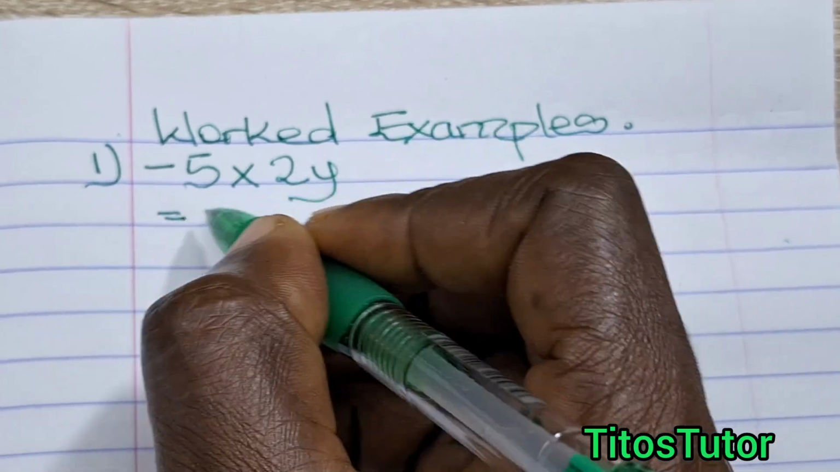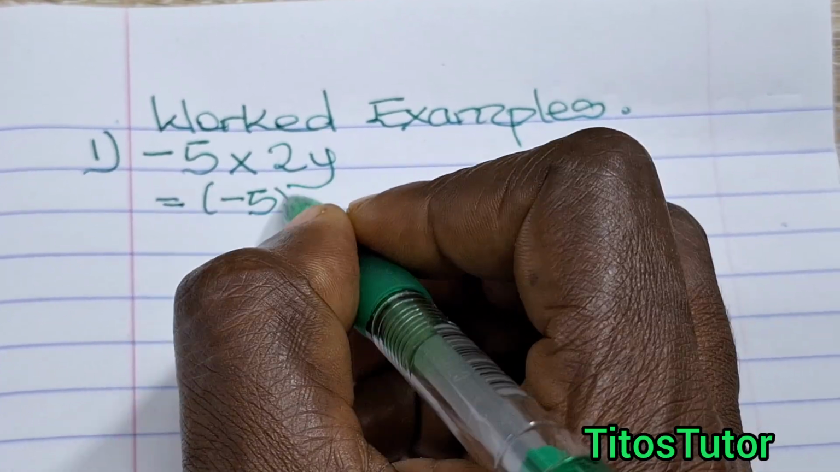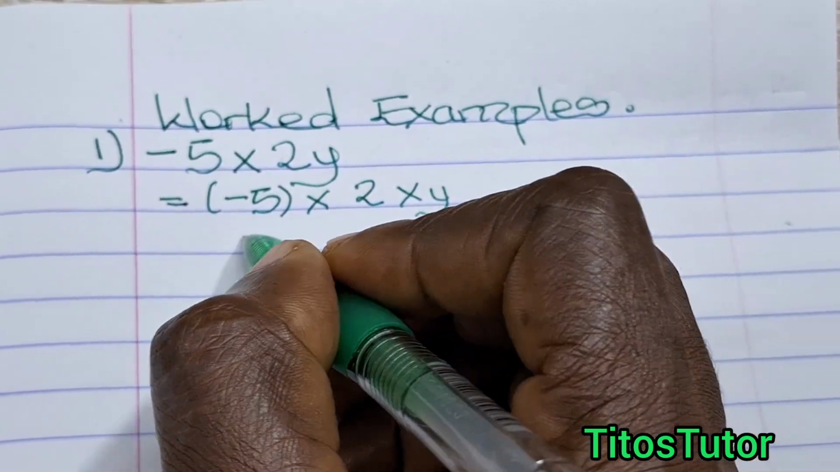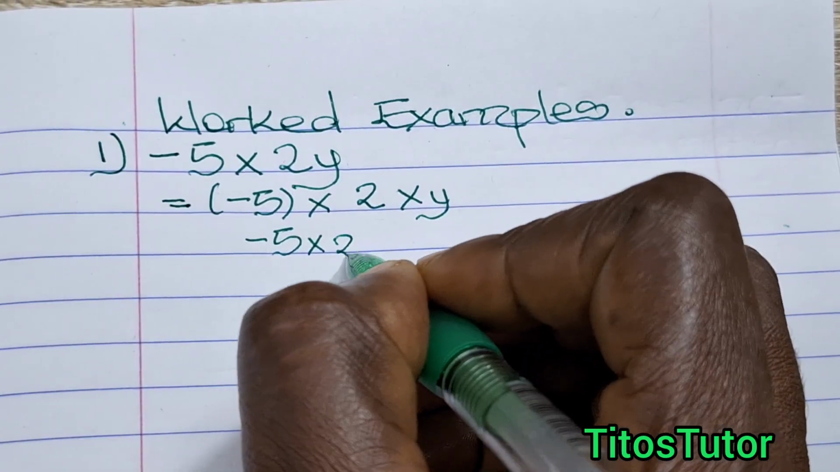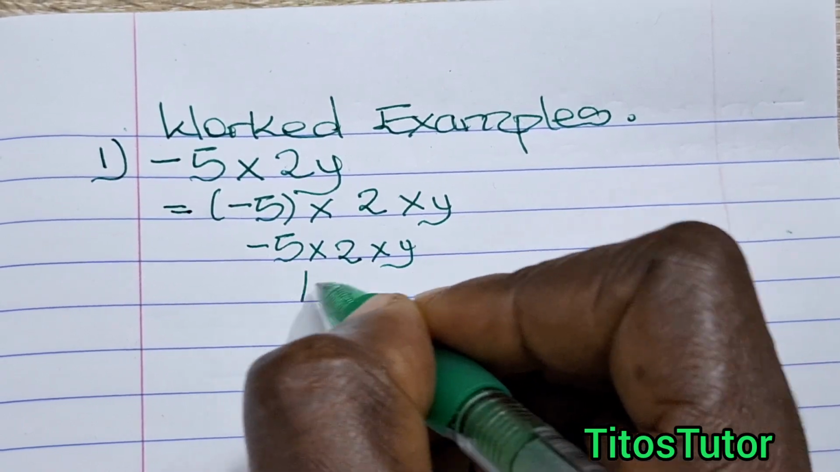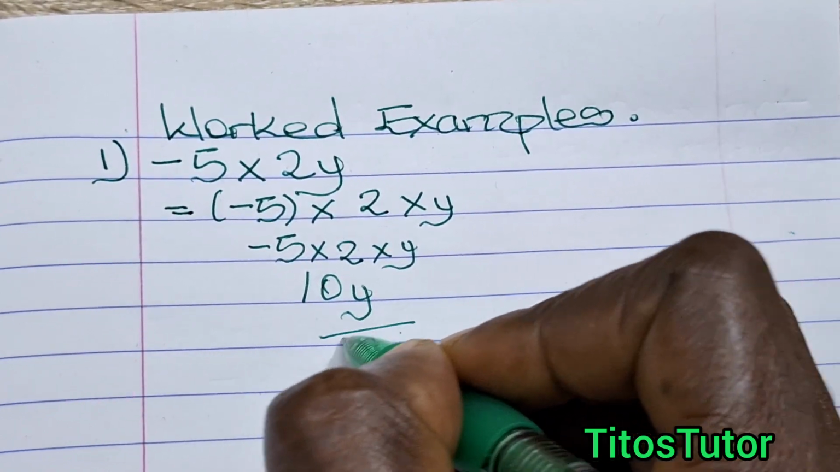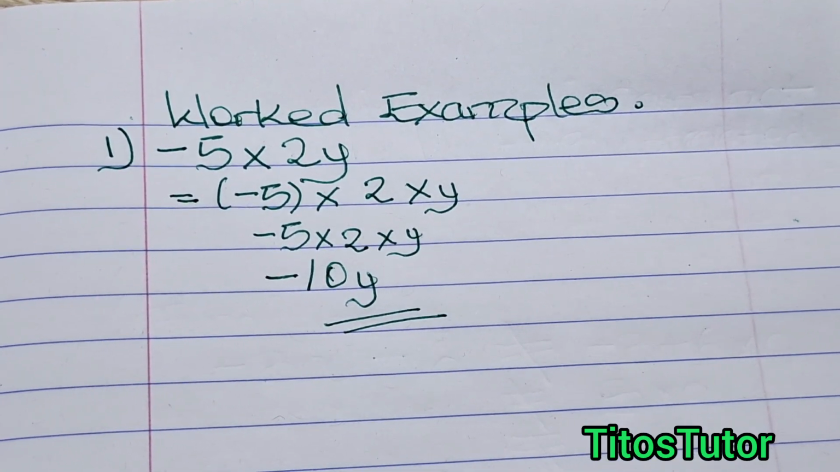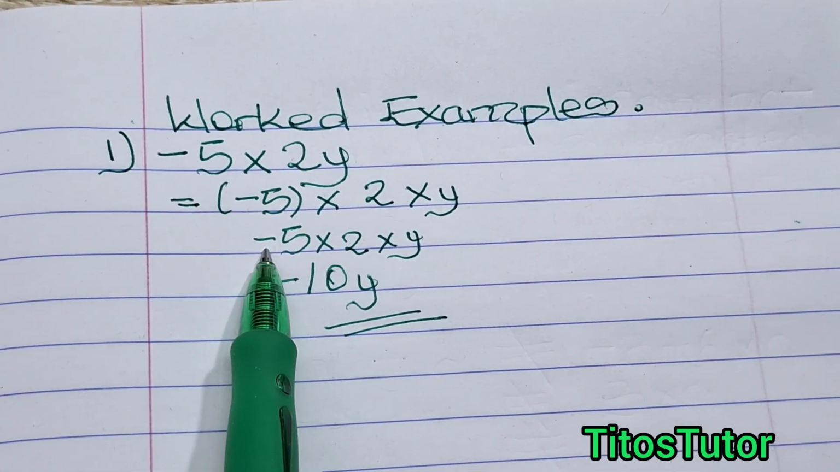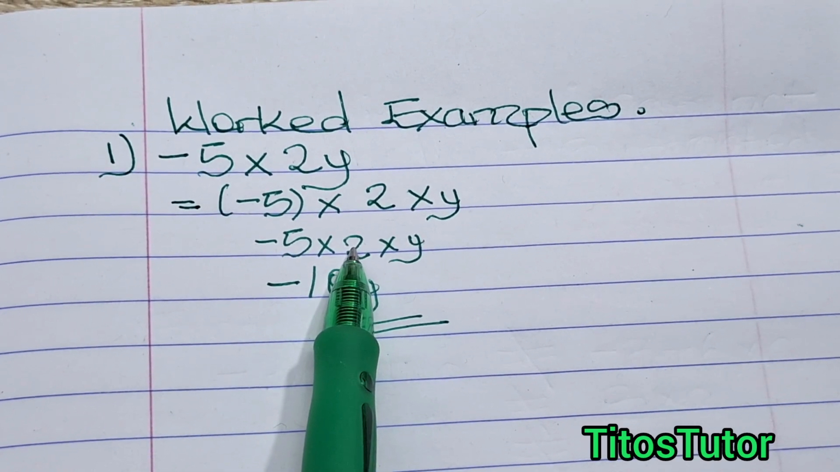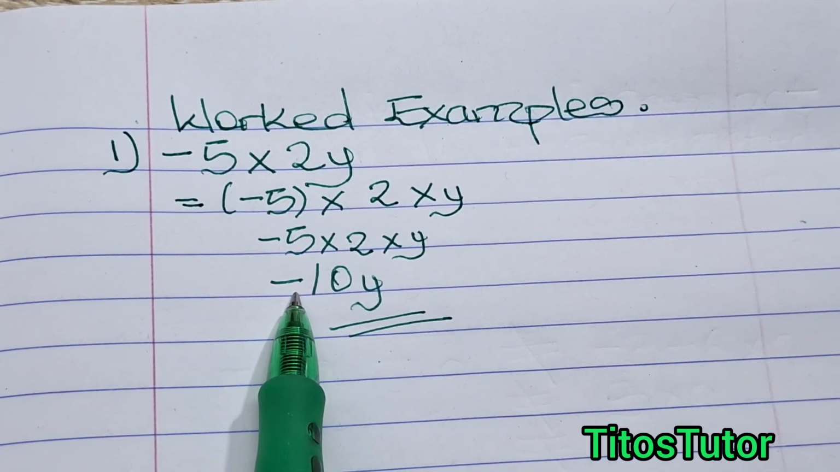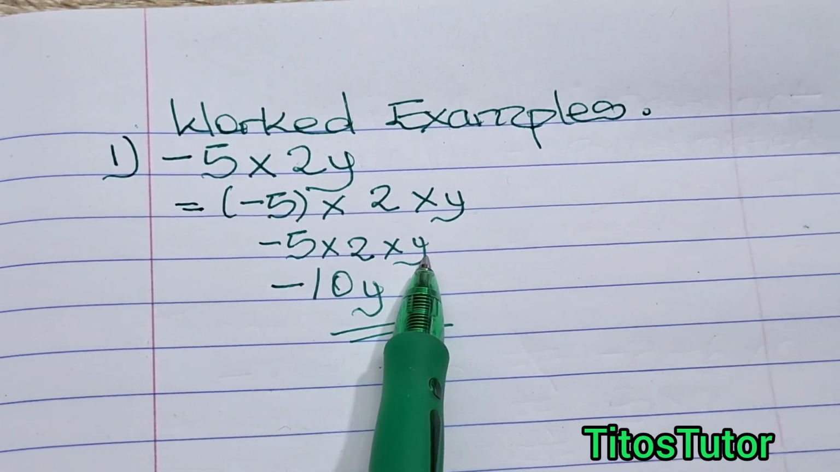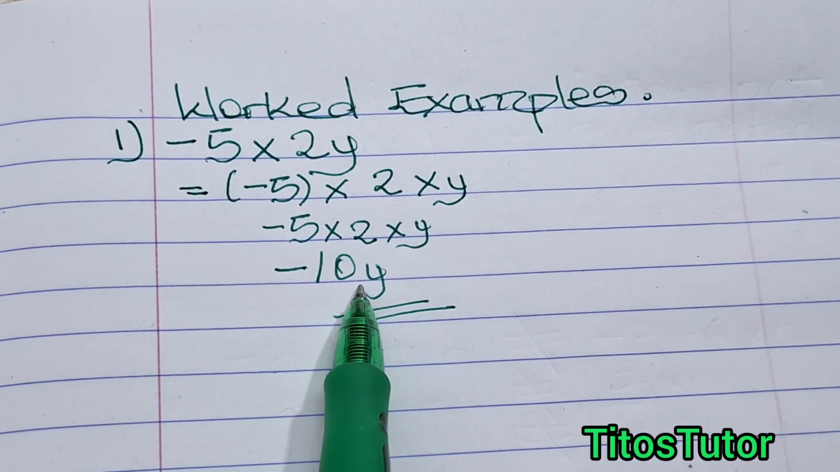This is the same as negative 5 times 2 times y. Negative 5 times 2 times y is 10y, but with a negative. Don't forget that, because a negative number multiplying a positive number gives you a negative answer. So minus 5 times 2 is minus 10, multiplied by y is simply minus 10y.